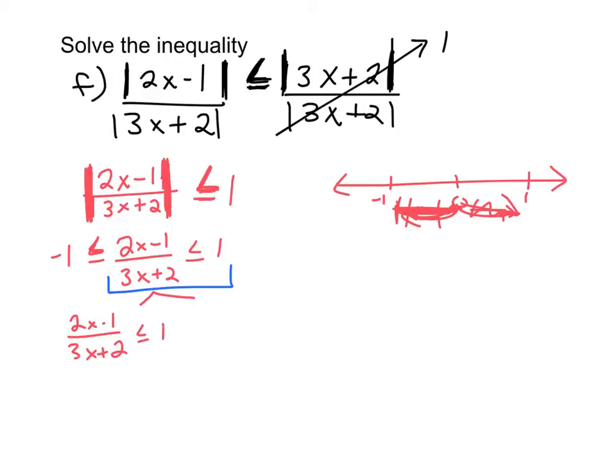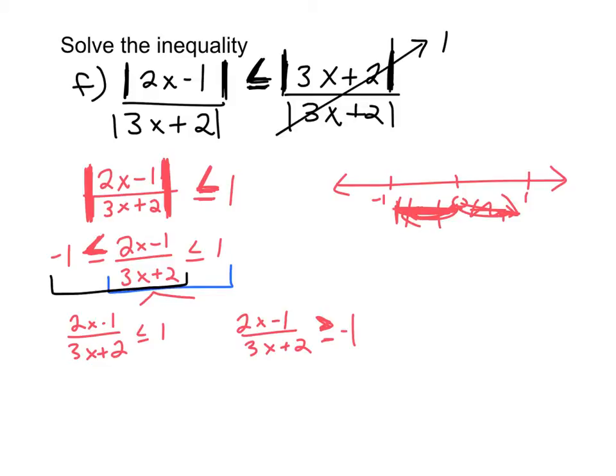Okay. The second piece I'm going to look at is this one here, which says that 2x minus 1 divided by 3x plus 2 is greater than. You see how the alligator is facing towards the fraction? So it's greater than or equal to negative 1, actually. Negative 1.